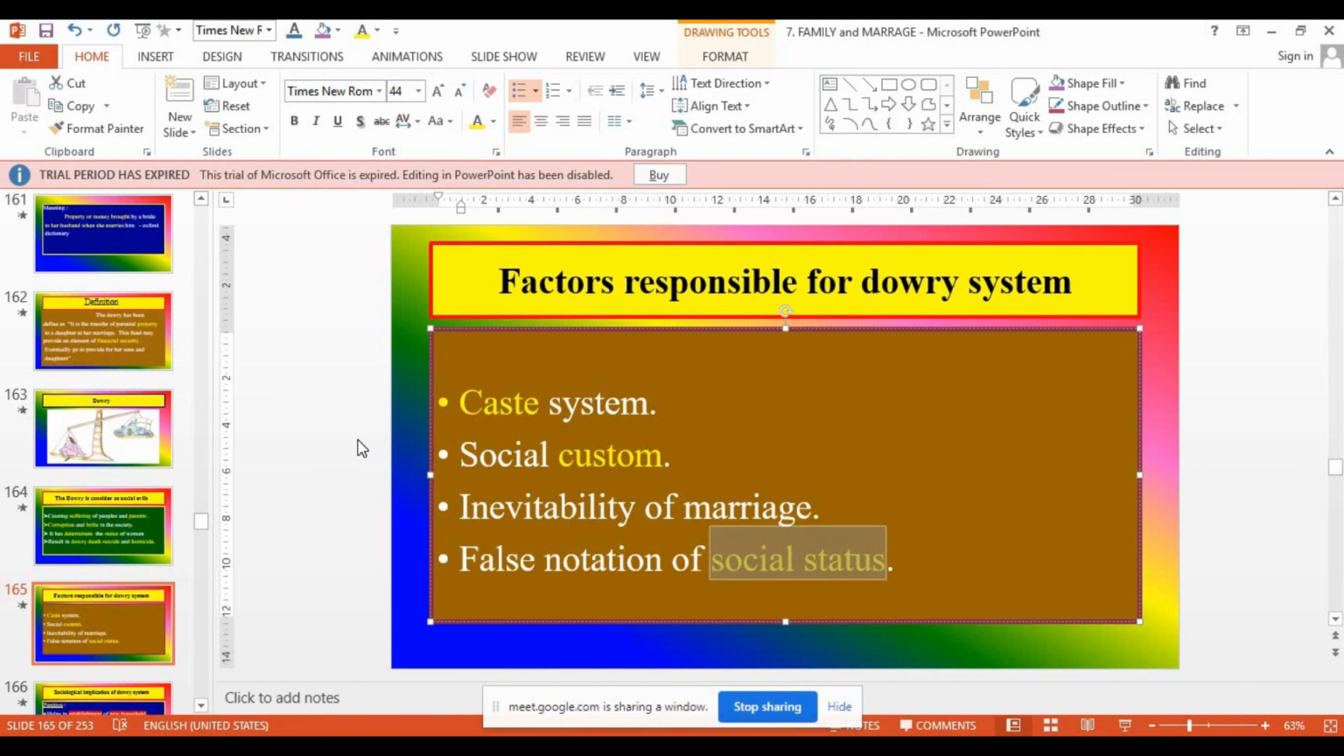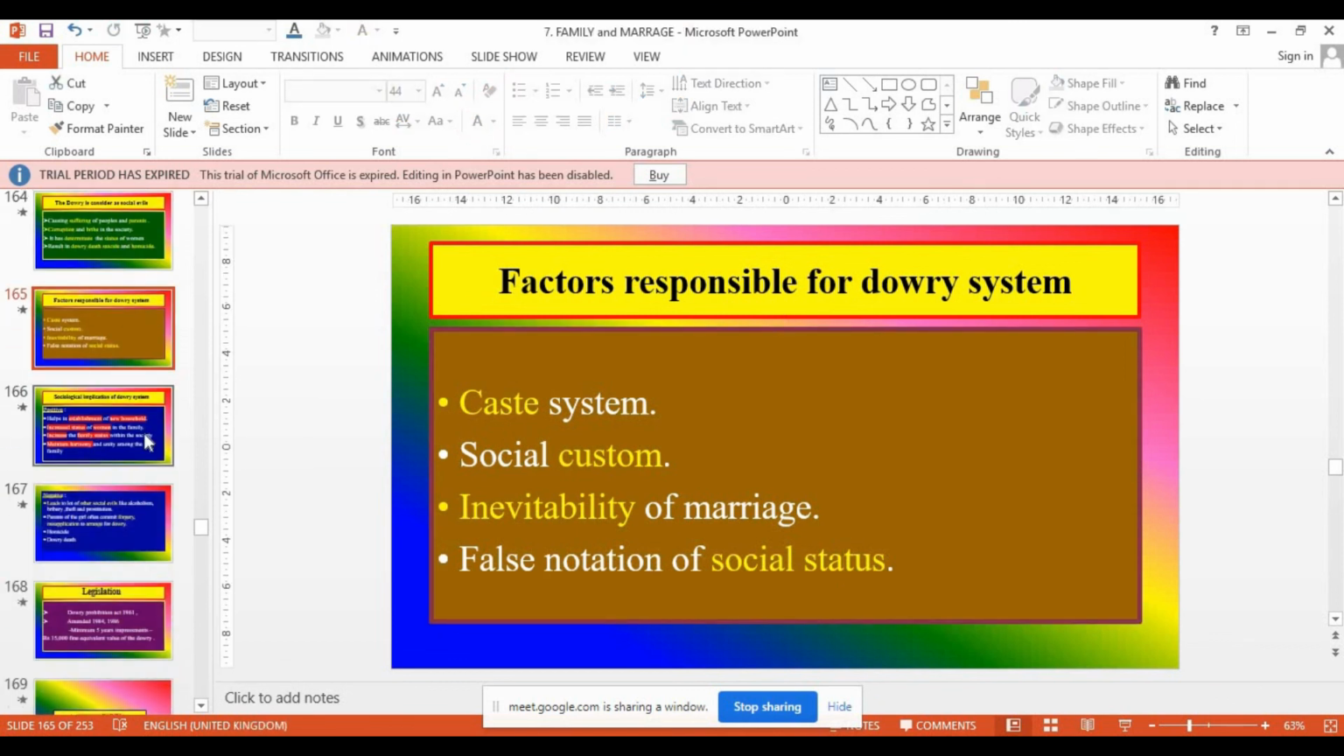Every aspect we need, education, as well as social and psychological needs. Money only supports, but that is a reason why. What are the causes responsible for dowry? Caste, custom, inevitability of marriage, then social status, false notion.